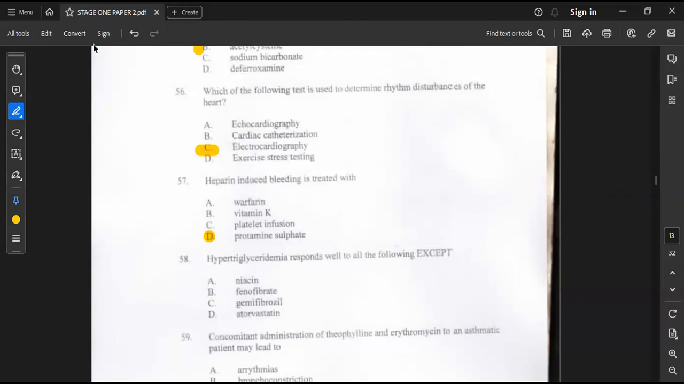Guys, you said intrinsic is? Intrinsic is APTT. And for extrinsic? PT. You can remember it by this: the shorter pathway has a short word, PT. The longer pathway has a long word, APTT. That's just my system.